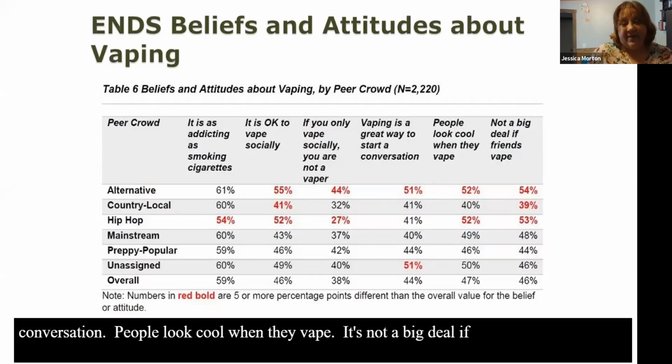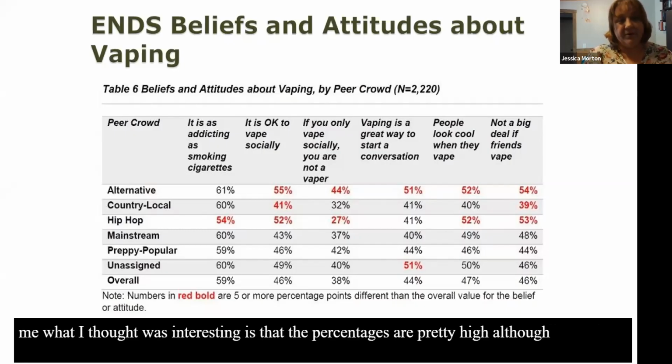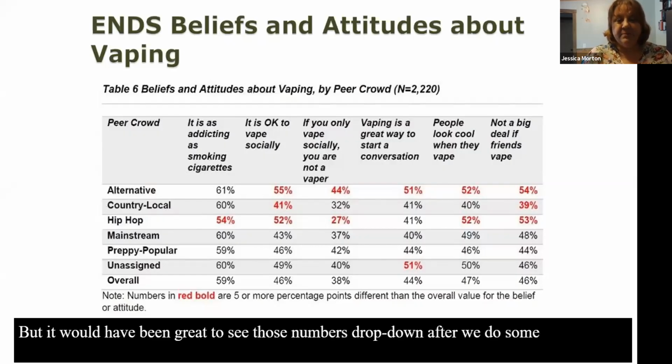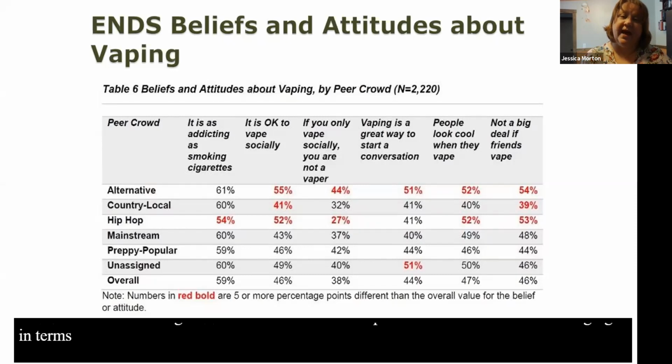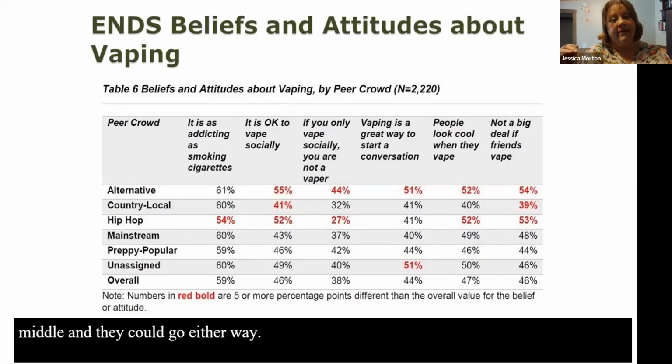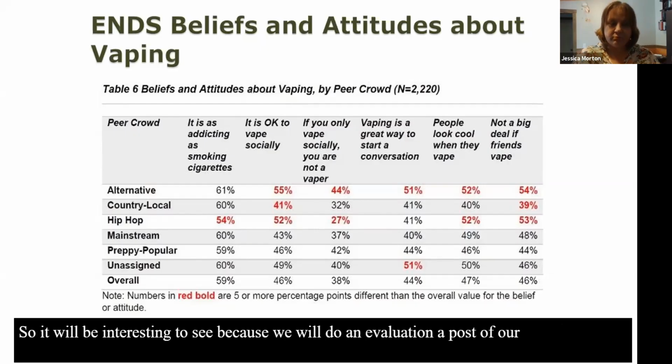And for me, what I thought was interesting is that the percentages are pretty high, although it's pretty like 50%, some are right around that area. But it would have been great to see those numbers drop down after we do some messaging in terms of changing their beliefs and their attitudes. So right now, they're kind of in the middle and they could go either way. They could start believing that vaping is okay to do it socially, or they could change their mind and that percentage could go down. So it'll be interesting to see, because we will do an evaluation post of our media campaign that we start. Next slide, please.